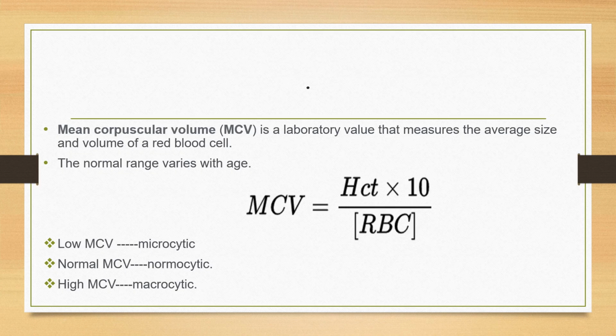In addition to retic count, mean corpuscular volume is important. It's a laboratory value that measures the average size and volume of red blood cells. The normal range varies with age. Or we can calculate MCV as the hematocrit of the patient times 10, divided by the RBC, the initial two digits of the RBC. Low MCV is called microcytic, normal MCV is called normocytic, and high MCV is called macrocytic.